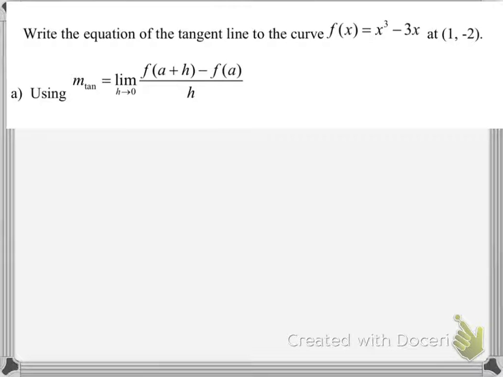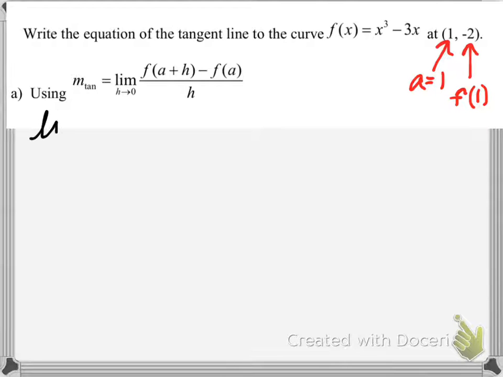So we first want to begin by determining the value of a. And a is the x value of our point of tangency. So in this case, a is equal to 1. And then just as a reminder, the y value of this point could also be written as f of 1. It's the value that we would get if we substituted 1 into our function. So a equals 1, and then f of 1 is equal to negative 2.